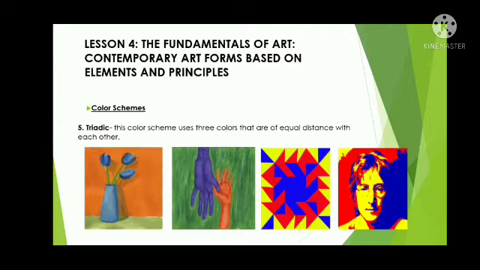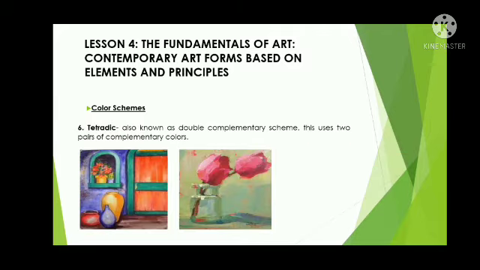So as you can see here in our images, a triadic color scheme is being applied and comprised of 3 colors. Next, we have tetradic color schemes. It is also known as double complementary scheme, and this uses 2 pairs of complementary colors. So when we say 2 pairs, it is composed of 4 different colors that are complementary in the color wheel. As you can see in our examples, they use 4 complementary colors or 2 pairs of colors.